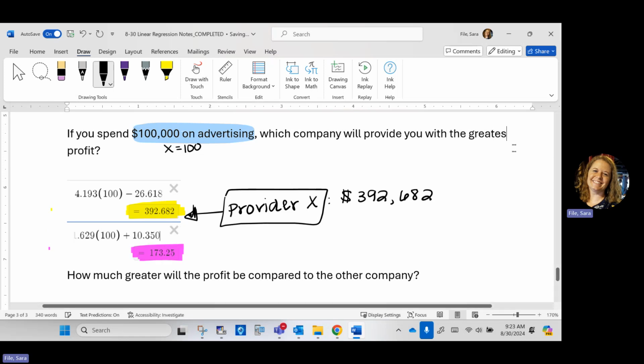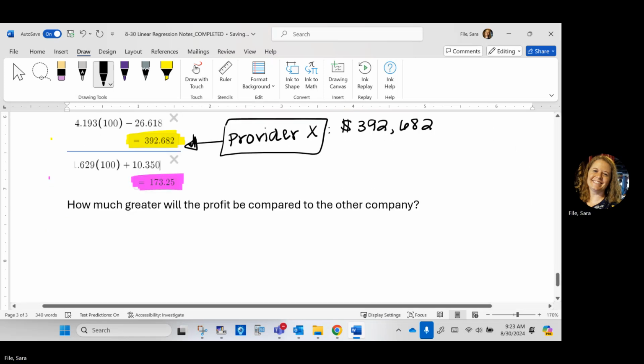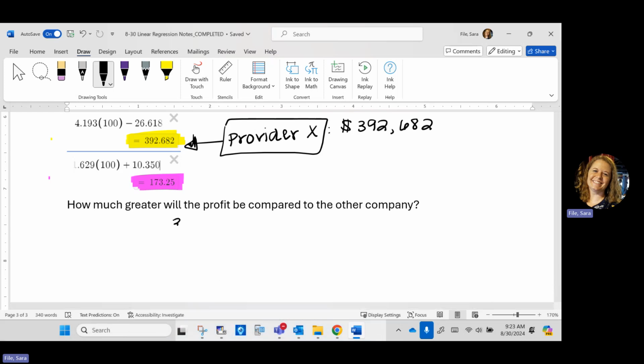So what am I going to do to figure out they're asking how much greater? They're asking for the difference. So what math do I use? I subtract. So I'm going to take the 392,682 minus, and then this would be 173,250. And I'm going to subtract. I'm going to find the difference in provider X's profit and provider Y's profit.